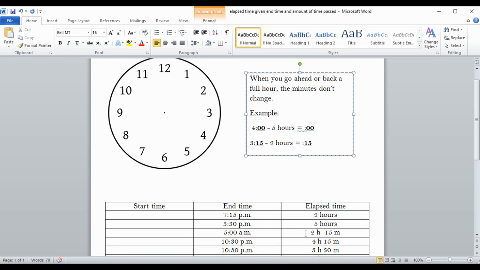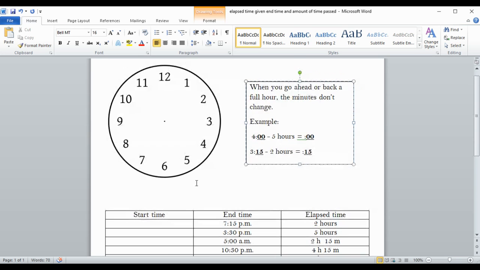In this video, you're going to learn about elapsed time when you have the end time and the elapsed time, or the amount of time that has passed, and you're trying to figure out the start time. So we're going to use our blank clock here again as a good visual aid.